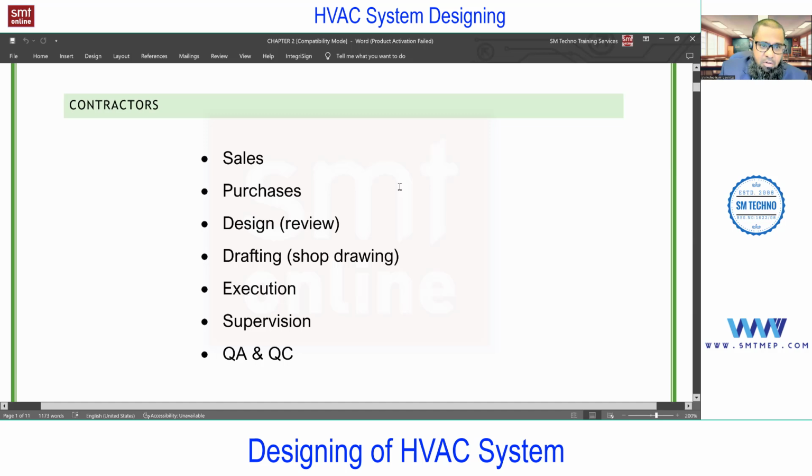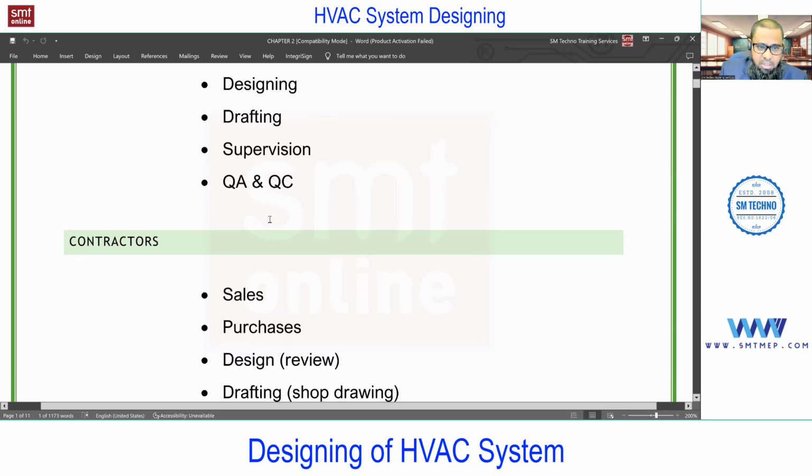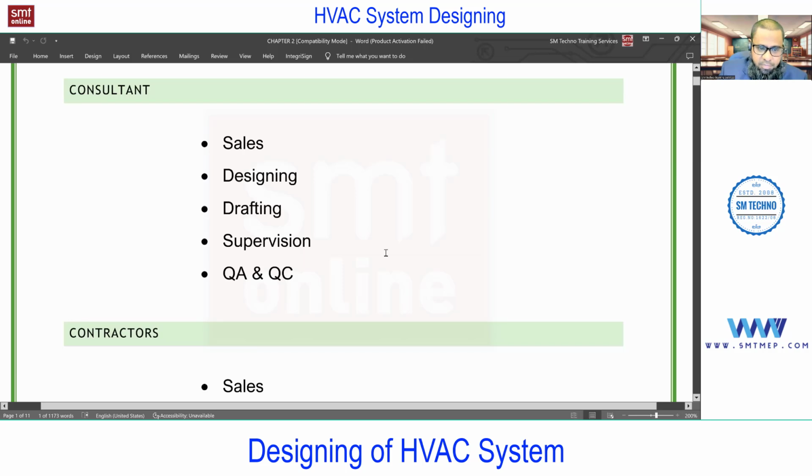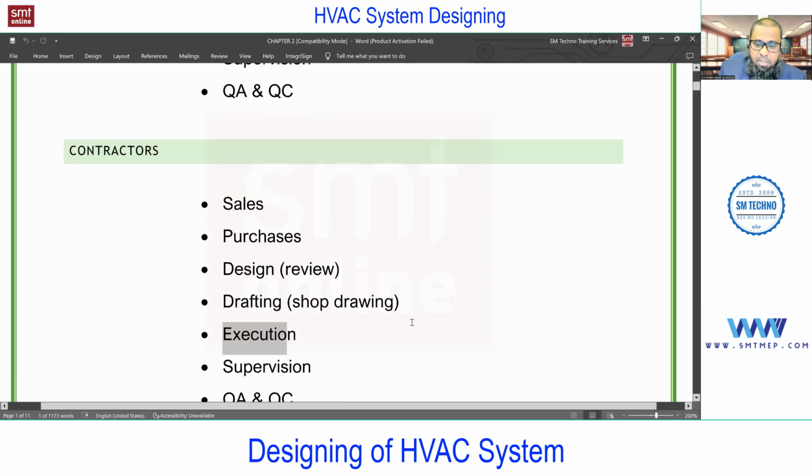So here in contracting also, you'll find the sales, purchase, the design, drafting, execution, supervision, and QA/QC. And you see this execution in the contracting side, and here in designing in the consultant side. Because generally consultant refers to the design side. I'm talking about a design consultant, and the contracting refers to the installation and execution side. Again, in that contracting company, you'll find the subcontractors.